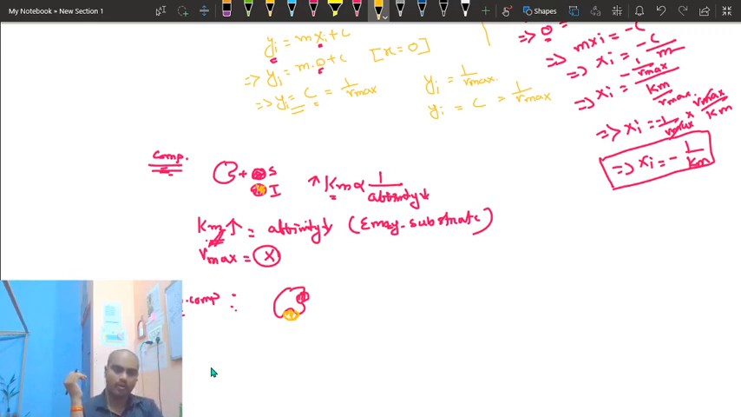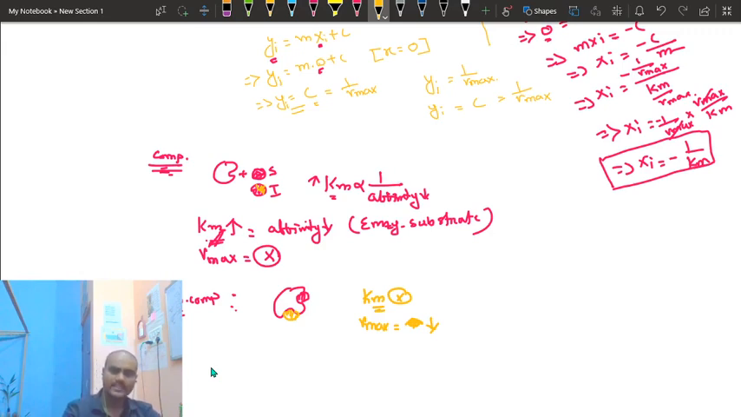So in case of non-competitive inhibition, basically the Km value is unchanged, right? But what will Vmax do? Will Vmax increase or decrease? Vmax will decrease, right? Okay. So why will Km be unchanged? Because here we are not talking about the affinity between enzyme and substrate, or between enzyme and inhibitor. Here we are just talking about their reaction catalyzing activity.